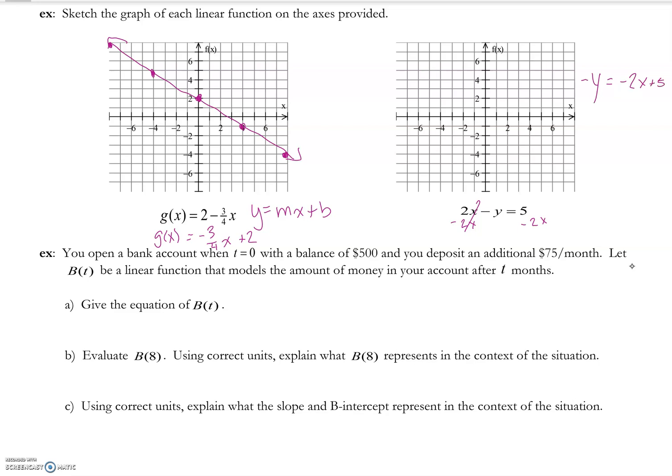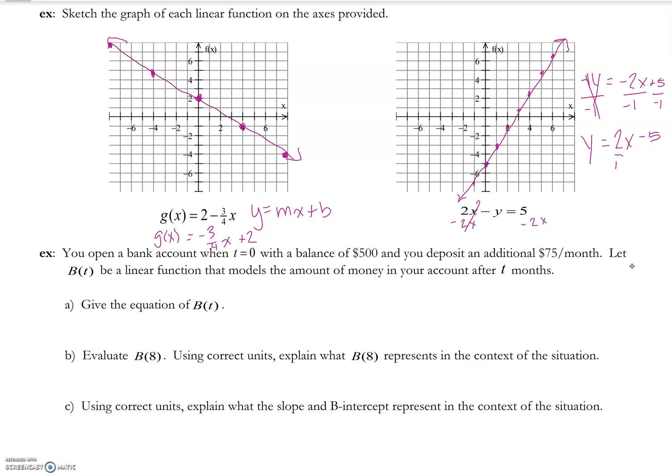Y still is not by itself. I have this negative in front, which I'm going to treat as a negative 1. So I will divide each of my terms by negative 1 to get rid of it. Now I'm left with y equals positive 2x minus 5. So my y-intercept is negative 5, and my slope is positive 2 over 1. So I would go up 2 over 1 to get my remaining points. And again, it's good practice just to keep going as long as you have room on your grid paper. We'll connect our dots with a straight line and end it with some arrows.